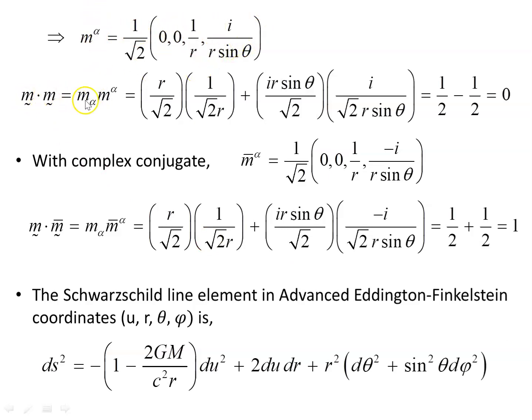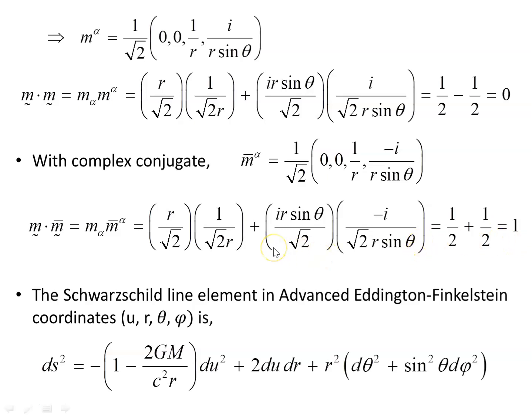Checking m dot m should be this by that. When we do that, we get 0. Again, it's a null vector as it should be, so that's working out. For the complex conjugate, we have this object here, m dot m bar. Working through that, we get 1 here, which is what we wanted as the normalizing condition.